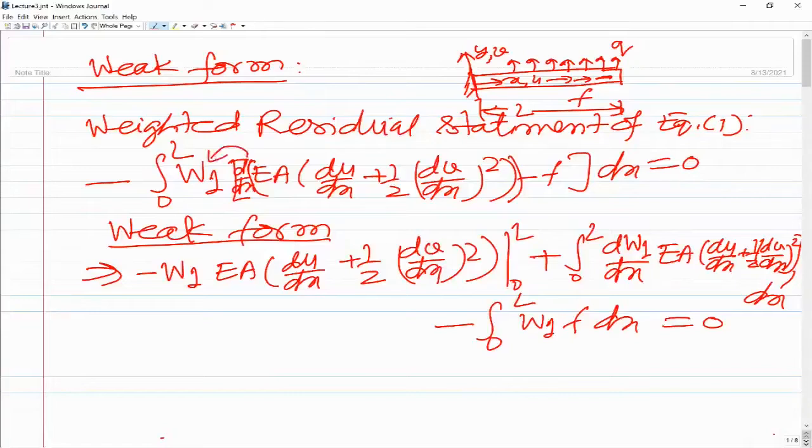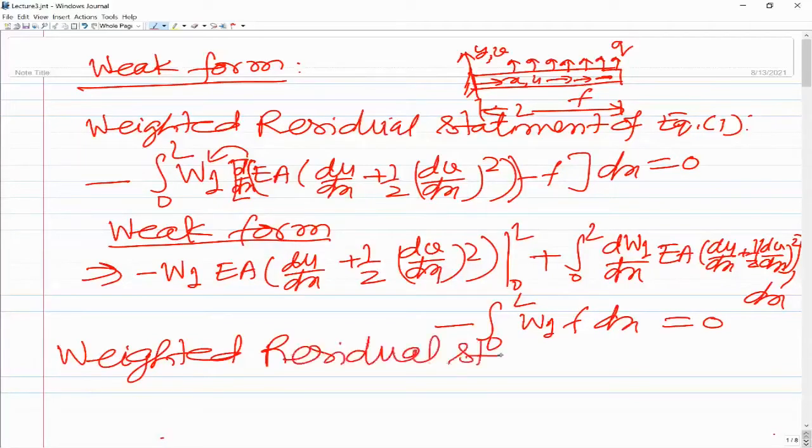So now if you look at the weighted residual statement of equation 2.